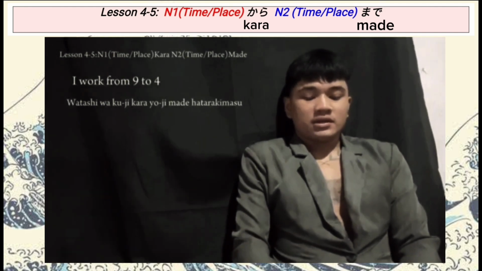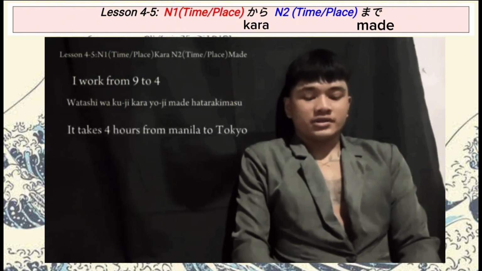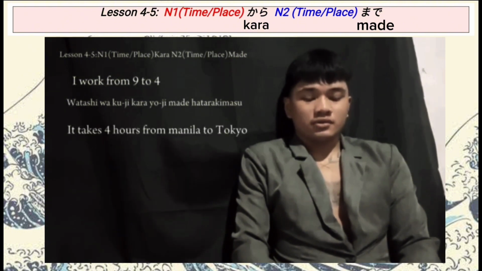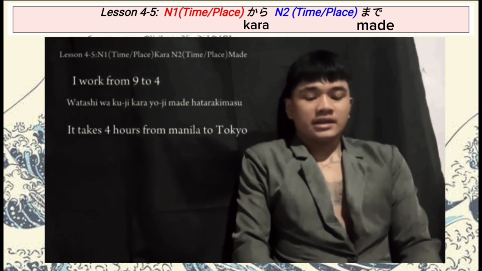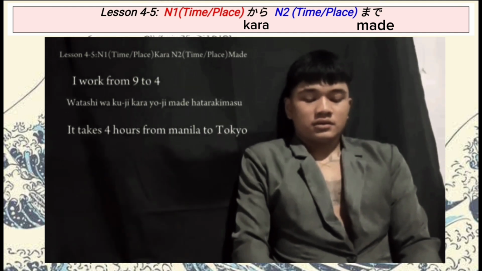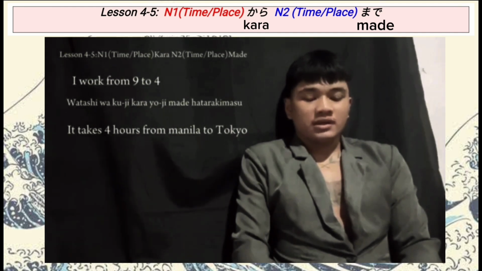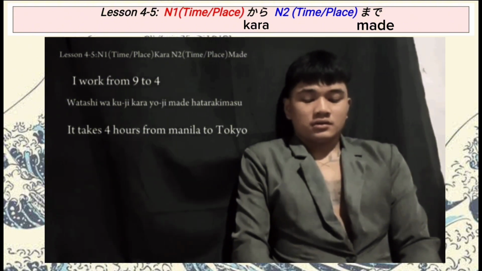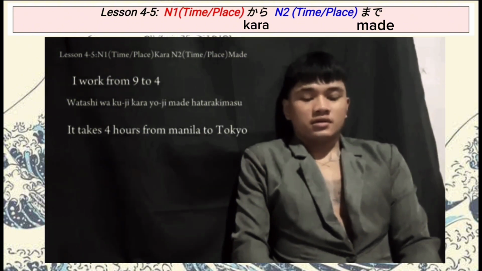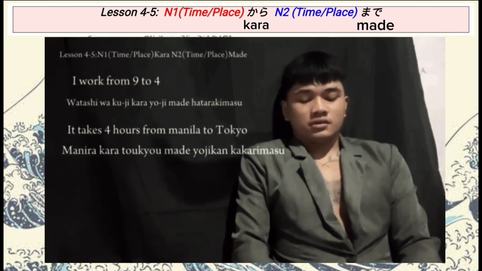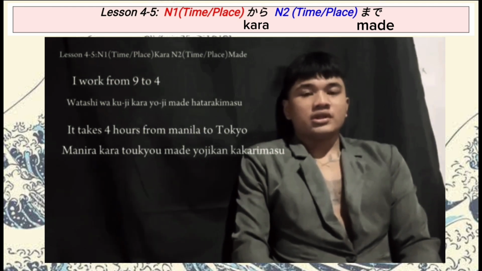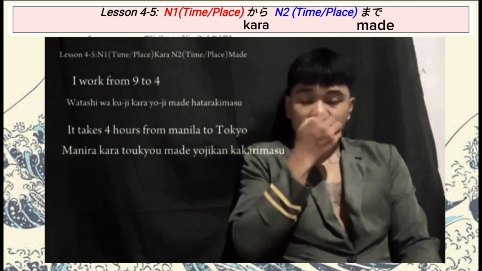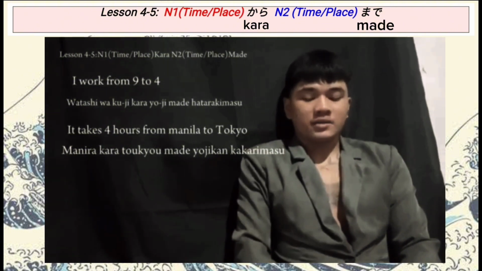Example again, it takes 4 hours from Manila to Tokyo. The N1 is Manira, or in English Manila, in Japanese Manira. Manira kara Tokyo made yojikan kakarimasu.